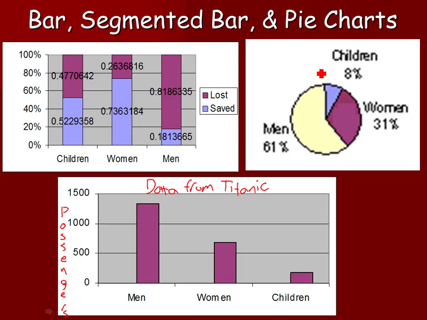This is percent. This is our pie chart. This is our percent. Percent men, percent women, percent children. Same as what can be seen here, it's just in terms of percentages. Finally, we have a segmented bar. Now, sometimes a segmented bar can be totals or it could be percentages. This is using percentages. It could be totals.